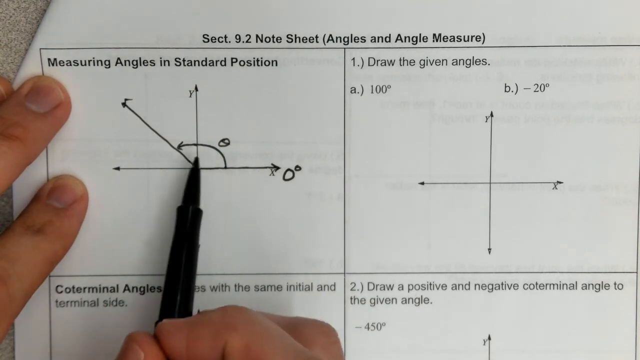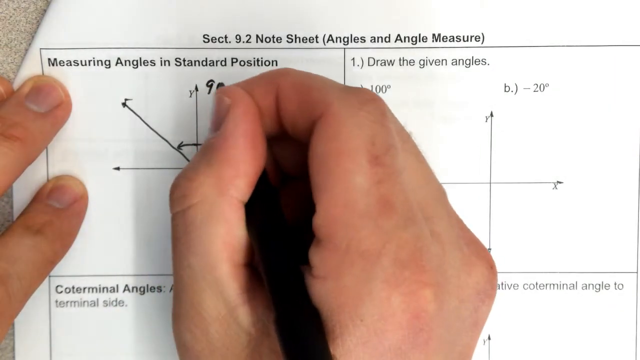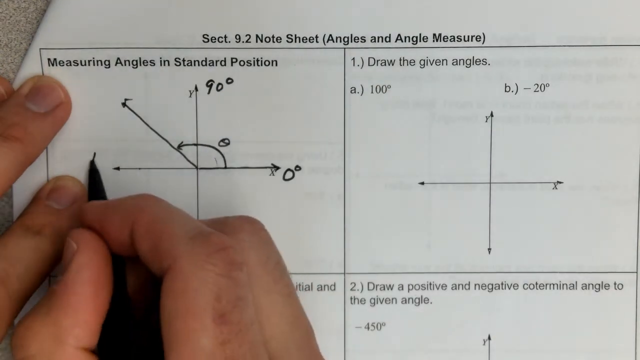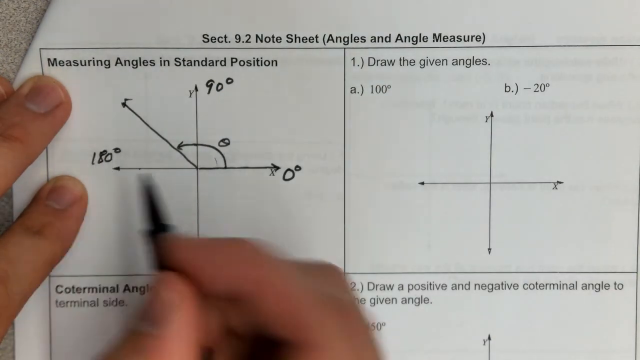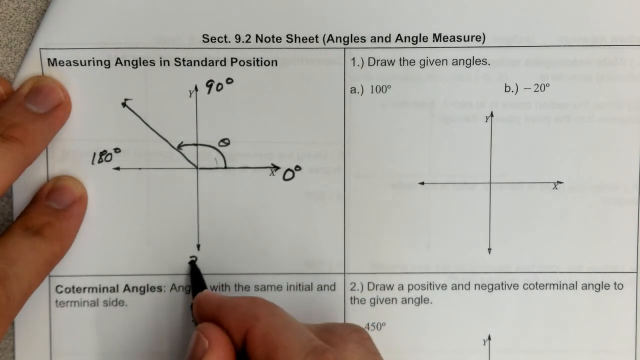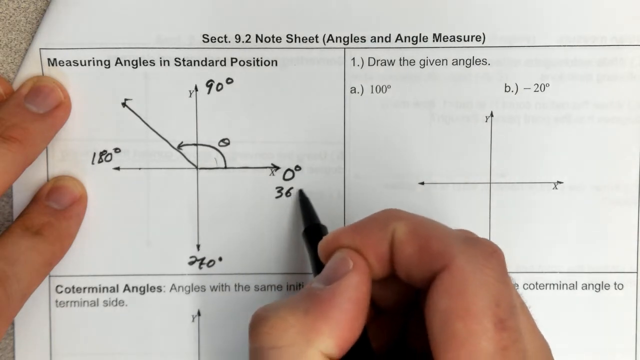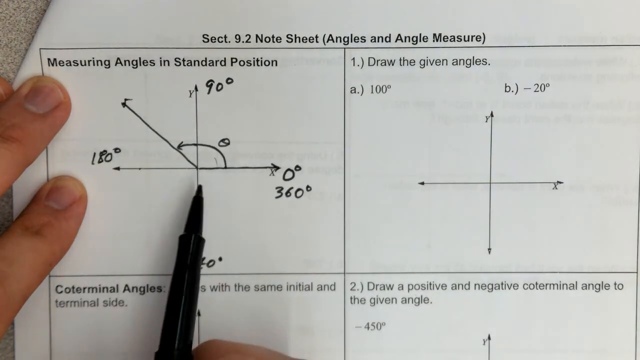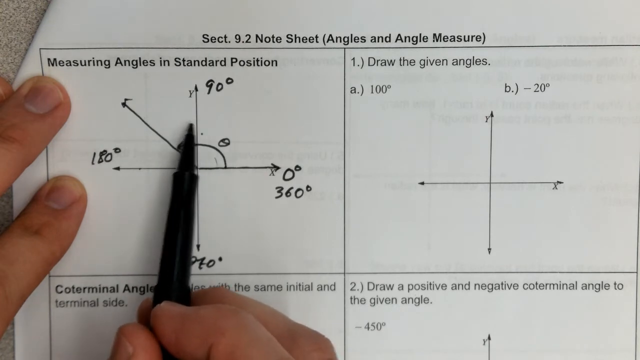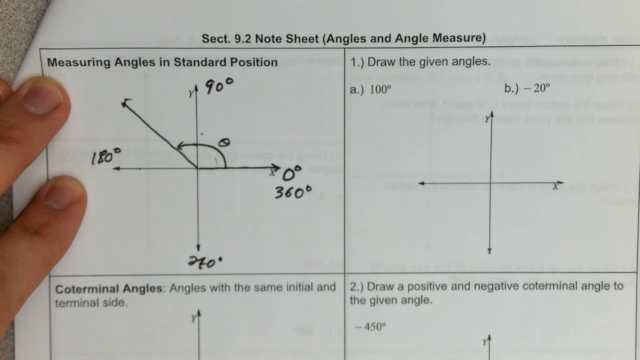If you measure from standard position, then we can label what the axes are. This would be 90 degrees here. If you go around to the negative x-axis, that would be 180 degrees. If you go around to the negative y-axis, that'd be 270 degrees. This would be 360 degrees if you went all the way around. And then you can actually keep going. So this would be 450, and then this would be 540, and you can just keep going around and around. But that's what we mean by measuring angles in standard position.